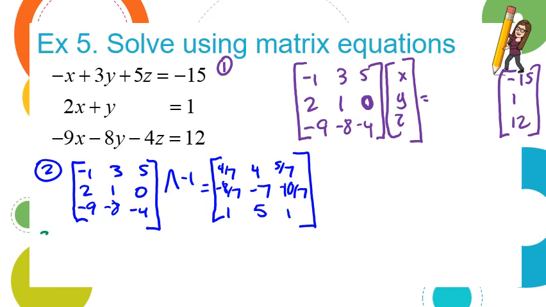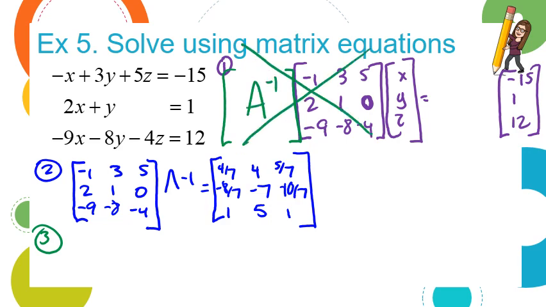All right, step 3. I need to multiply. Guess what? I'm going to save myself some time. I'm multiplying by the inverse of A. That's going to go away. Okay. Here, though, order matters when I multiply. I have 4/7, 4, 5/7, -8/7, -7, -10/7, 1, 5, 1.